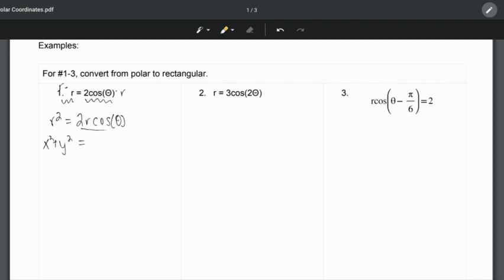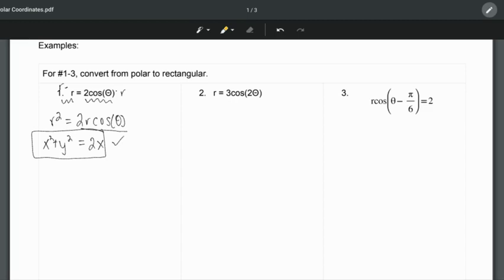And r cosine theta is x. So this gives me x squared plus y squared equals 2x. Once you have changed completely into x's and y's and there are no longer r's or thetas, then you are in rectangular form.